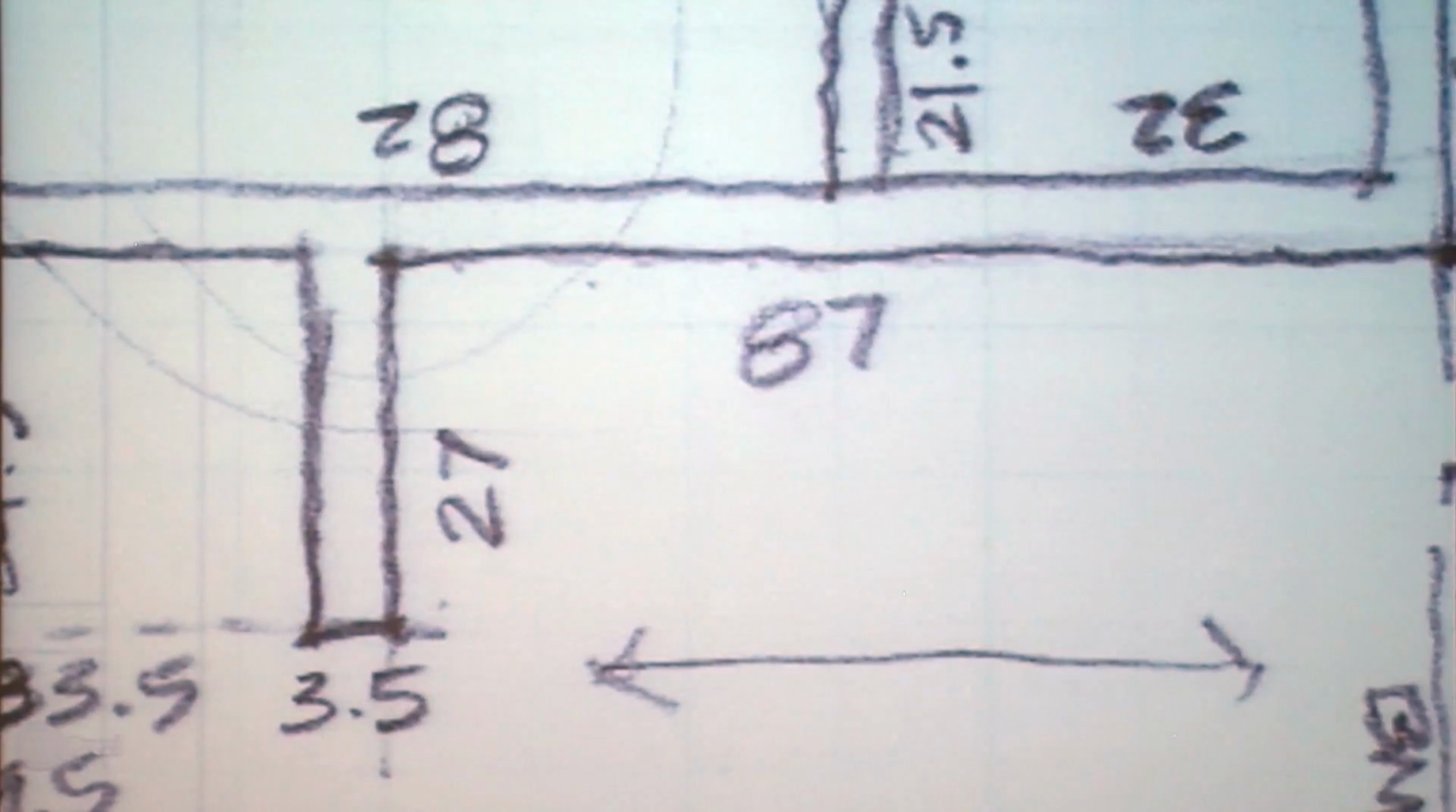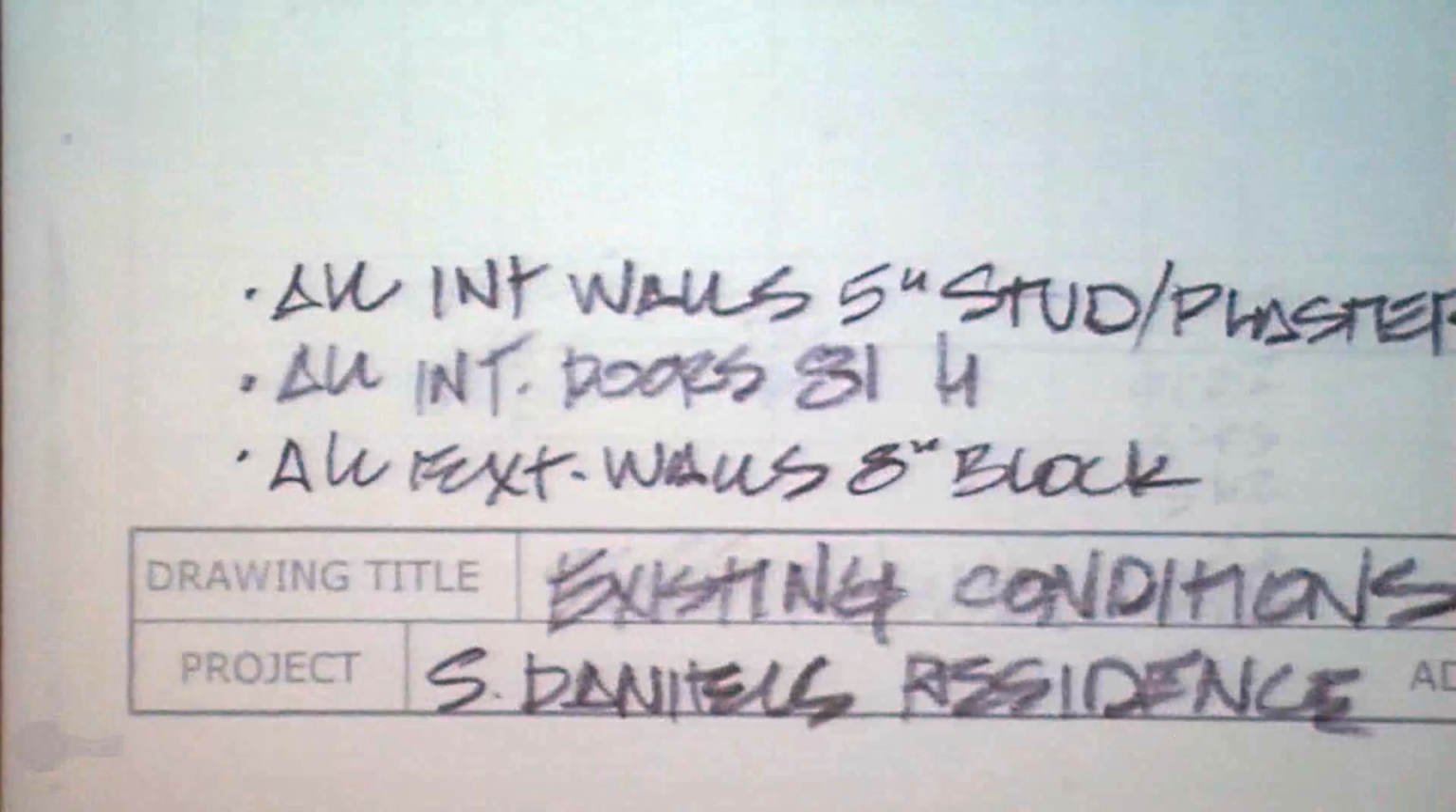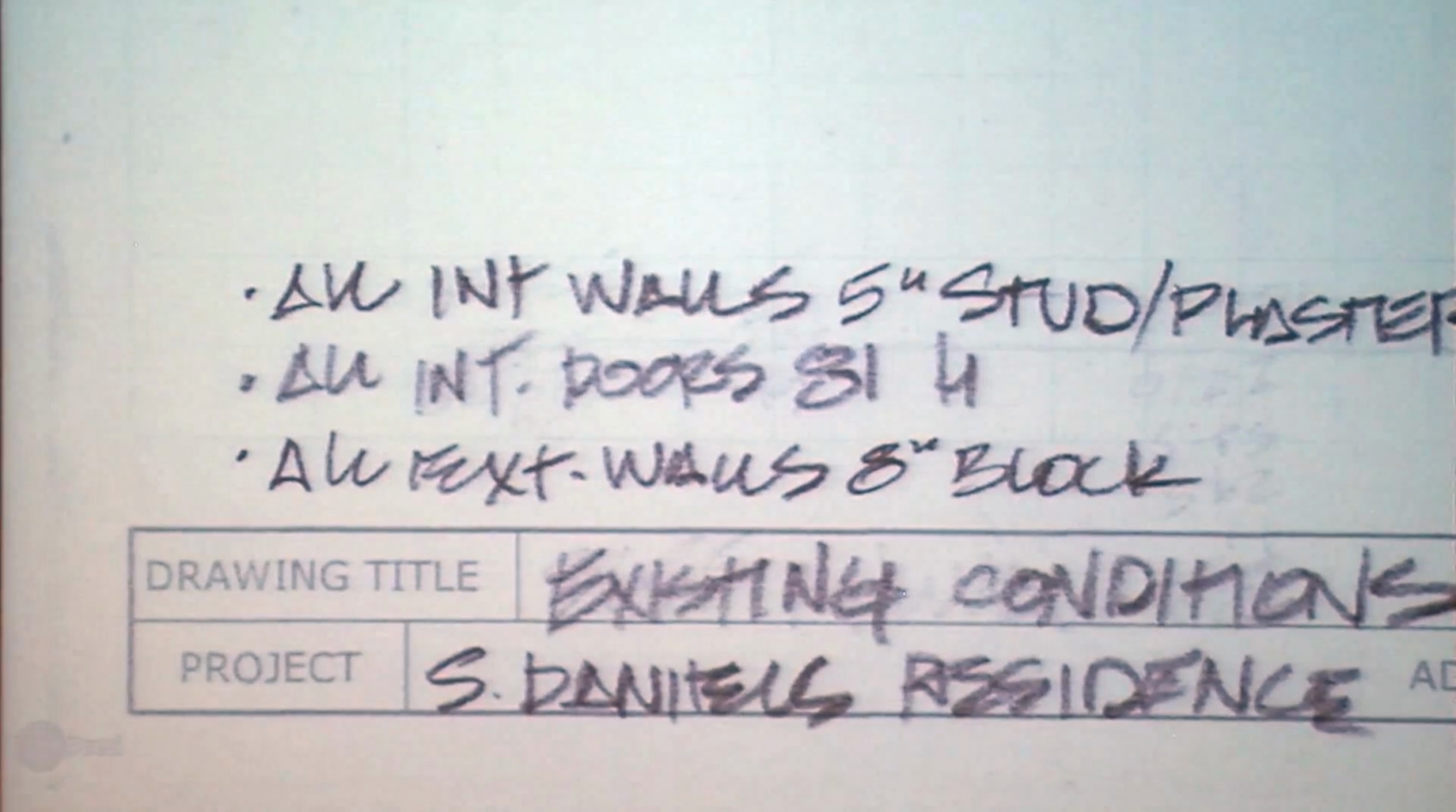Also, our wall dimensions. I just take the overall wall dimensions, like 27 is that entire length of wall. 87 goes to that other corner. I record all of my dimensions in decimal inches. That way, when I'm in SketchUp, I'm not typing 3 and 1/2, I'm just typing 3.5, and it becomes a brainless drafting task. I also take a handful of general notes, like all interior walls are 5 inches with stud plaster. All interior doors are 81 high, and all exterior walls are 8-inch block.